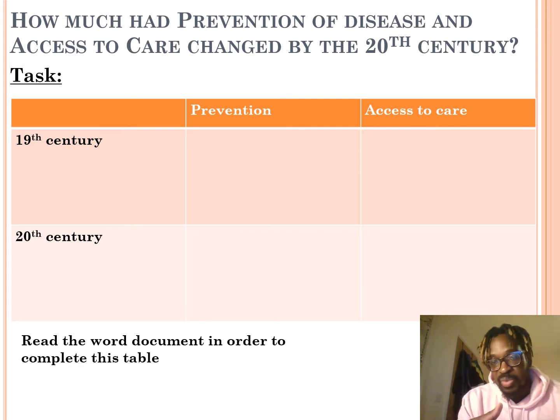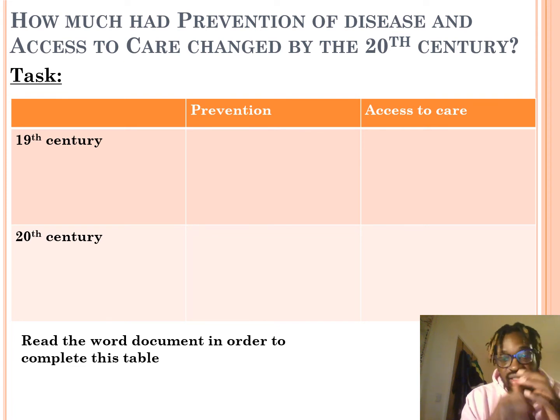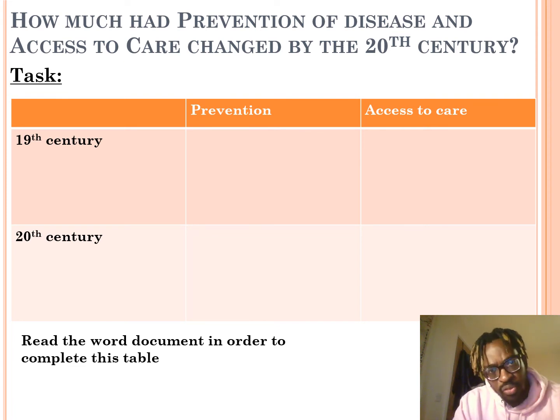When you're listening to me explain this and just reading from the slide, it will sound difficult because you have to read the Word document in order to understand this in depth. So pause it, read the Word document. You'll see the headings for access to care where it says improved access to care and prevention of disease. And all you're reading for is an understanding of what change comes. It's rapid, but what is the change in the 20th century in terms of improved prevention of disease and improved access to care in the 20th century?